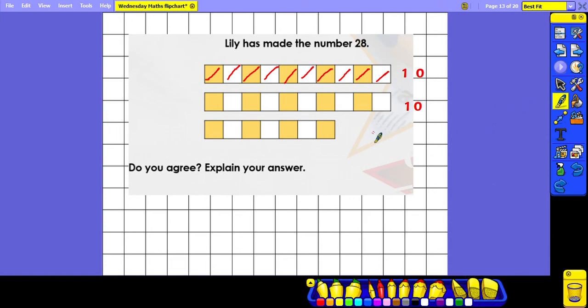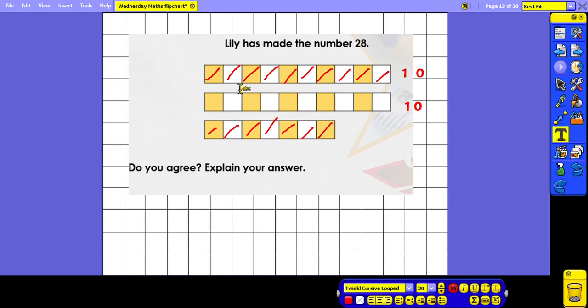And then let's see how many more there are in the final row. 1, 2, 3, 4, 5, 6, 7. So there are 2 rows of 10 and 7 more. So 2 rows of 10 is 20, and if we add the 7 on, that's 27. But Lily thinks that she has made the number 28, so we know that Lily must be incorrect.